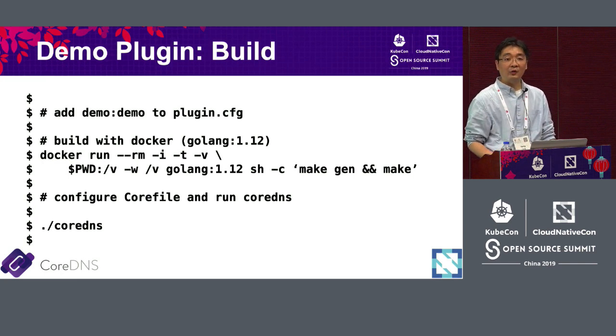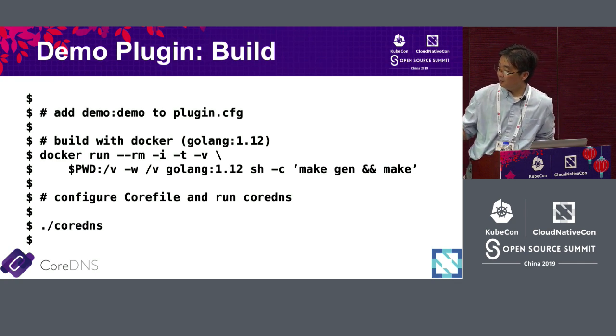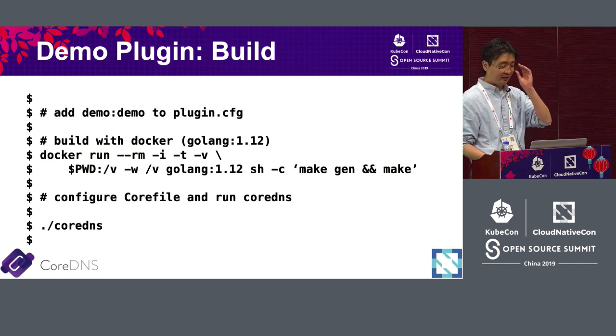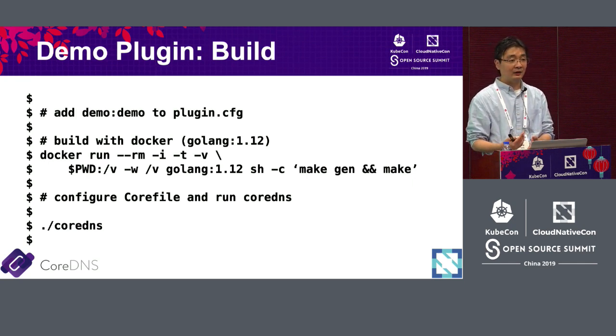As long as you have Docker installed on your machine, all you need is just one line to compile that. If you look at this line, it essentially just grabs the Golang 1.12 Docker image, and this allows you to run a command line inside the Golang environment. In our case, we are going to use make gen, which is going to generate the additional files that are required to build a plugin. The next step is make, which is going to give you the binary. And that should be it. If you run CoreDNS from your command line, that's all you need.